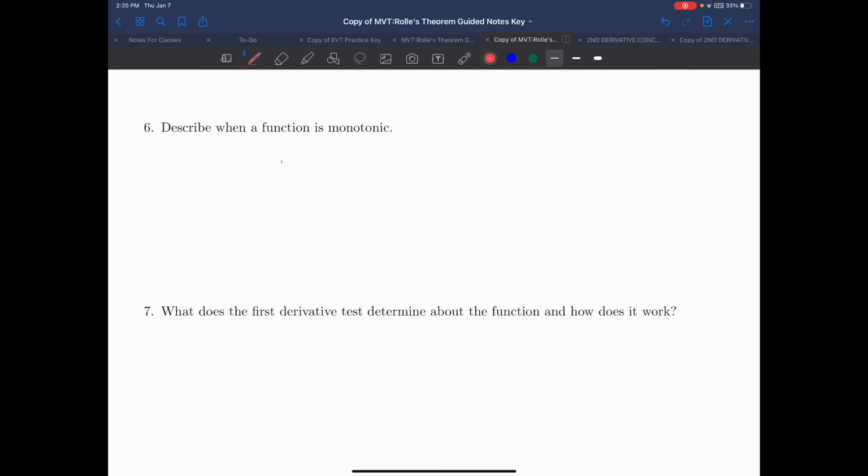All right, so the next one, describe when a function is monotonic. So this just is more vocabulary that you need to know in order to solve problems. A function is monotonic if it is strictly increasing or decreasing on its entire interval. So this is when f is either increasing or decreasing on its interval.